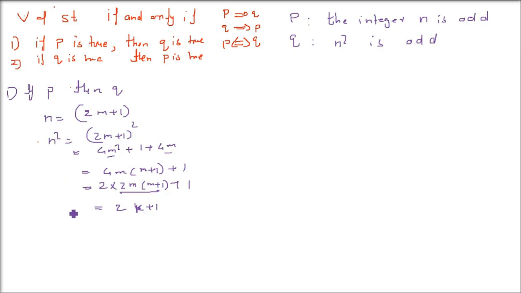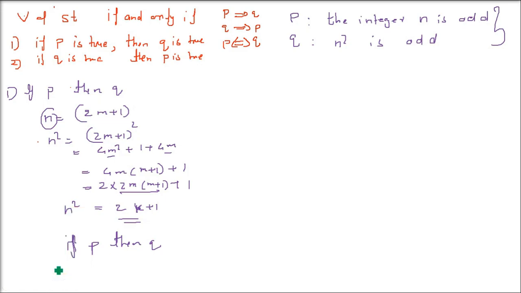If the integer n is odd, which we assumed, we found that n square is odd, that is, Q is also true. We say P is true, the integer n is odd, and we found n square is also odd. That is, if P then Q. So the first thing is proved. We have to check the validity of the if and only if statement. First thing we have already done: if P is true, then Q is true.